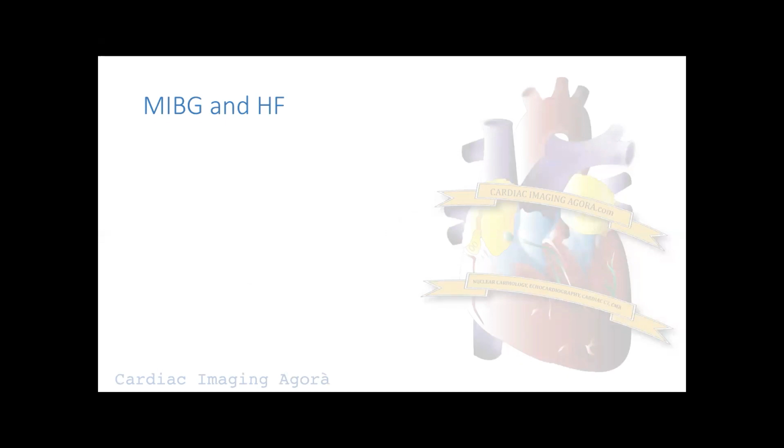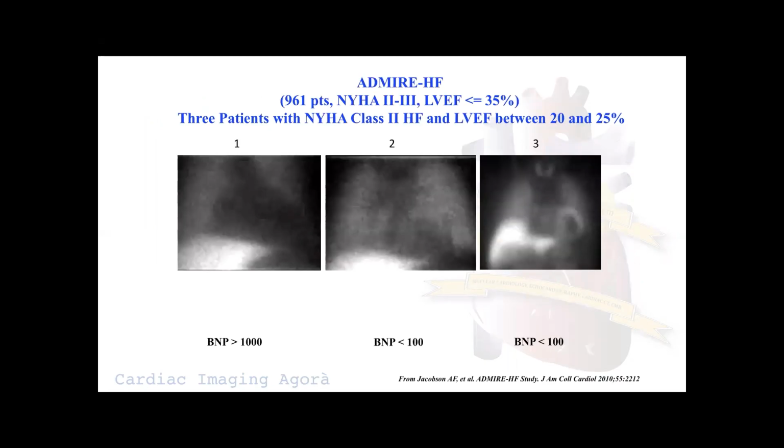You can use MIBG for several purposes. Probably the most important one is heart failure. You have a lot of published papers around it. The most important one is the ADMIRE study. This is the representation of the results obtained by the ADMIRE study. You have 961 patients with NYHA class 2 or 3 and an ejection fraction lower than 35%. And here we have an example of the 3 kinds of patients described in this study. This is the first one. Apparently, there is no MIBG detection, no heart.